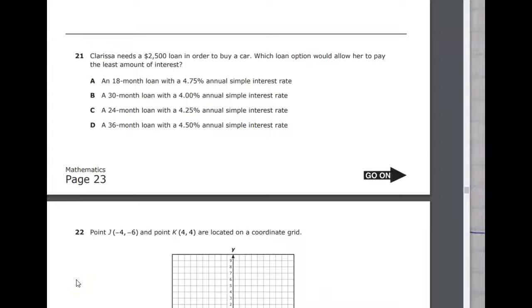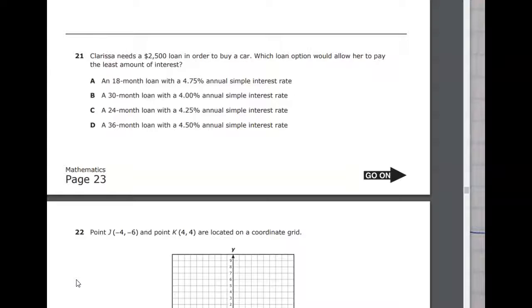Question 21. Somebody needs a $2,500 loan in order to buy a car. Which loan option would allow her to pay for the least amount of interest? Now, what does least amount of interest mean? In other words, cheap. So you're going to have to do 4 math problems. I know, 4. And you're going to have to figure out which one has the cheapest interest. So we're going back to pencil and paper and set these up. Me, I would use a calculator, be a lot quicker.